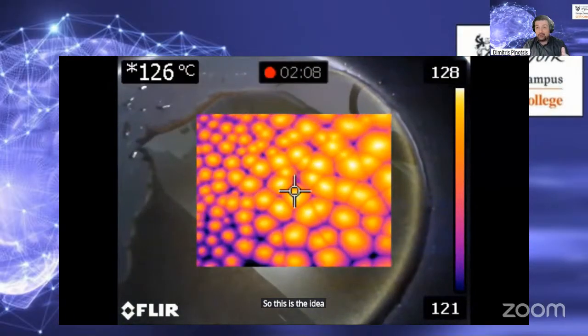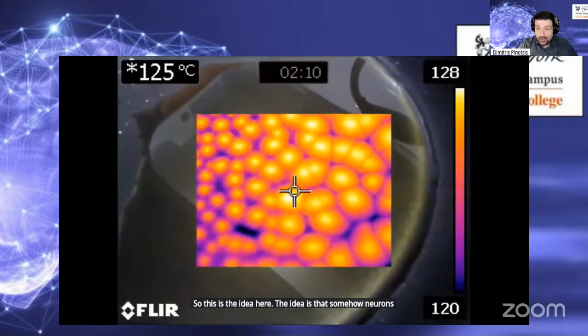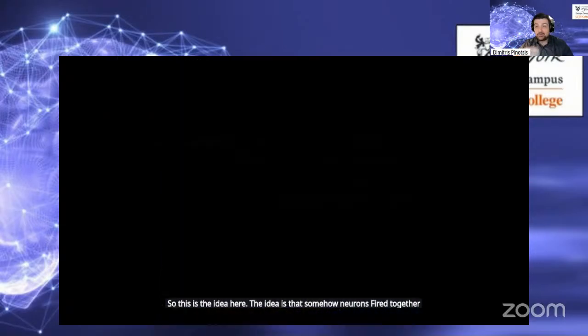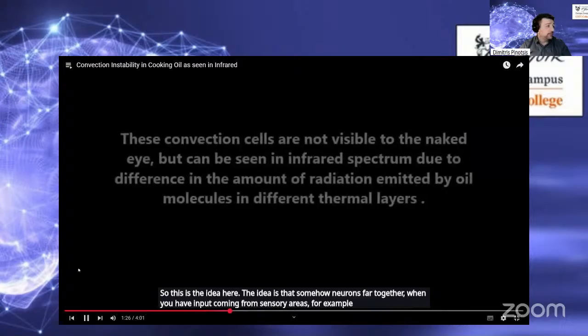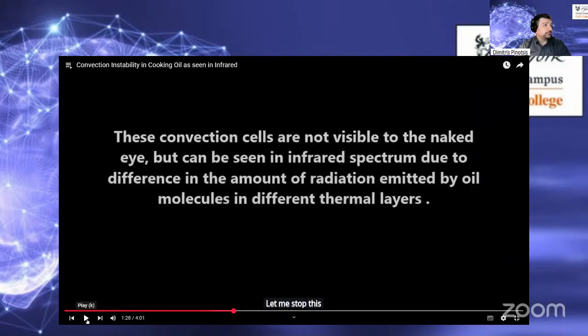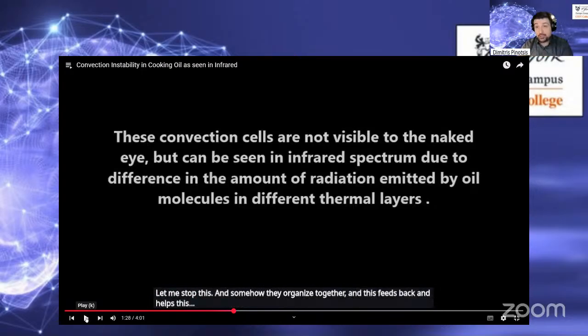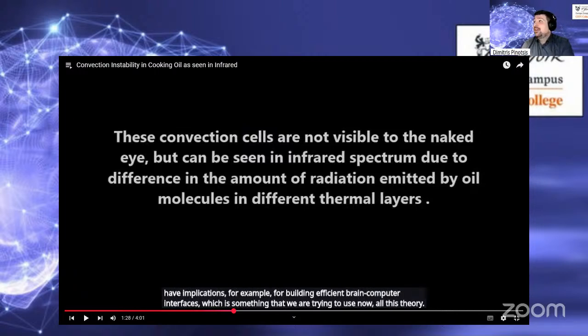So this is the idea here: neurons fire together when you have input coming from sensory areas, for example, when you have to recall something. Somehow they organize together, and this feeds back and helps the process in a feedback loop. This is very crucial and has implications, for example, for building efficient brain-computer interfaces, which is what we are now trying to use all this theory for.